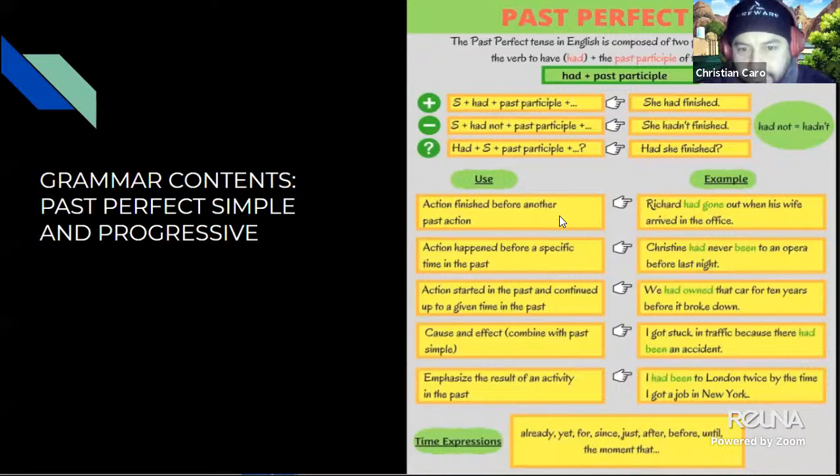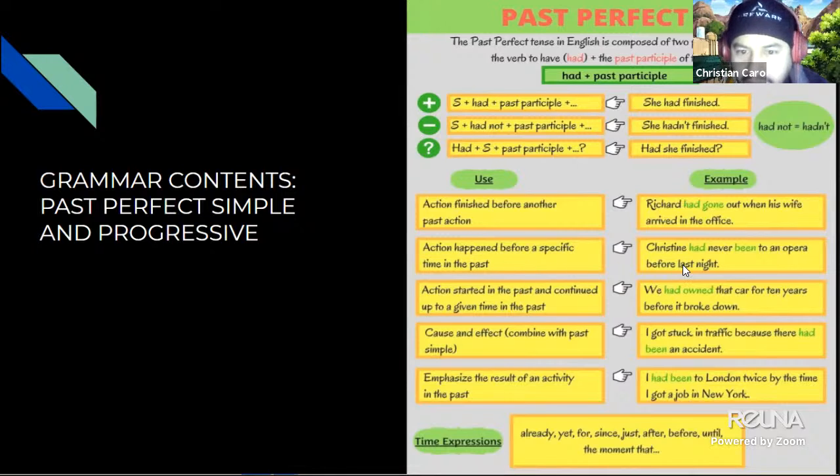Okay, so for the first use, we have this example. Richard had gone out when his wife arrived in the office. Okay, so there is one action which was finished before another action. So two points in the past, or two points in the timeline. Richard had gone out, and then we got the relative adverb, the connector. And the second event is his wife arrived in the office. Okay, one thing happened before another one.